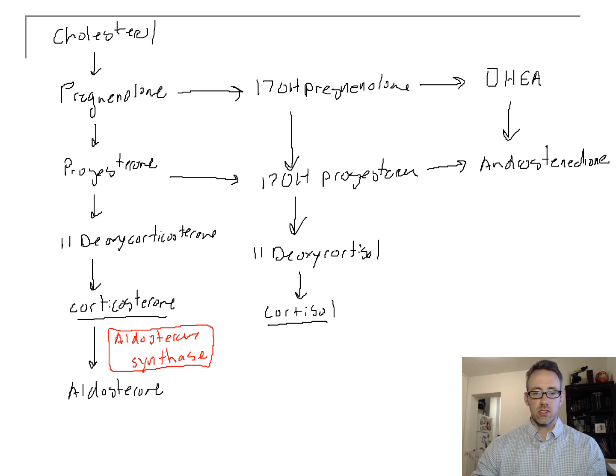And let's talk quickly about the enzymes. So here, for example, turning pregnenolone into progesterone requires an enzyme called 3-beta HSD, hydroxysteroid dehydrogenase. All right, so 3-beta. And it's actually the same enzyme that converts 17-hydroxypregnenolone into 17-hydroxyprogesterone, as well as the same enzyme that converts DHEA into androstenedione. All right, so we're going to see that enzymes are shared throughout these pathways.